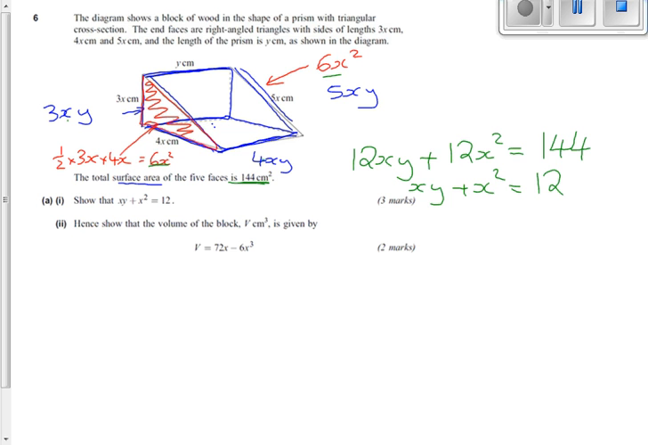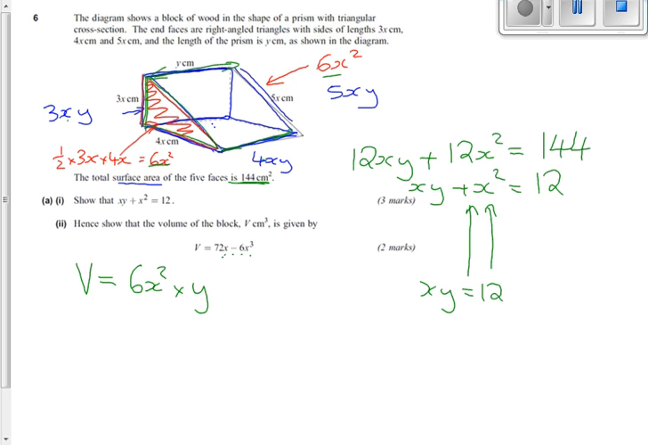The second part, another show that. The examiner's report said this was one of the hardest things on the whole exam paper, just finding out the volume of this thing. And what's the volume? Well, the volume is the area of this triangle here times by how long the prism is, so times by y. But in this equation here we haven't got any y's, so we need to be a little bit clever here and use this equation to find out what y is.